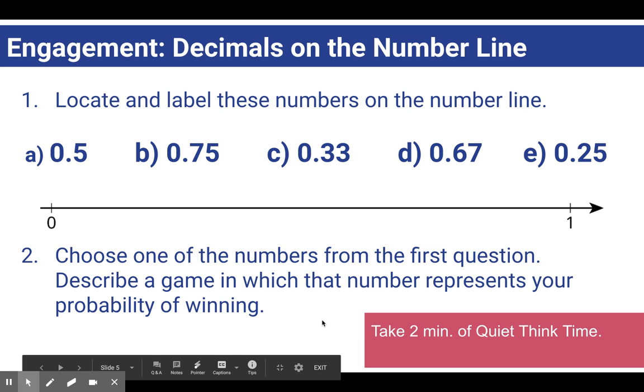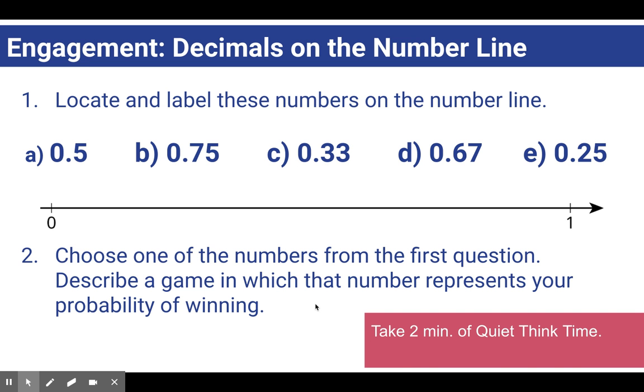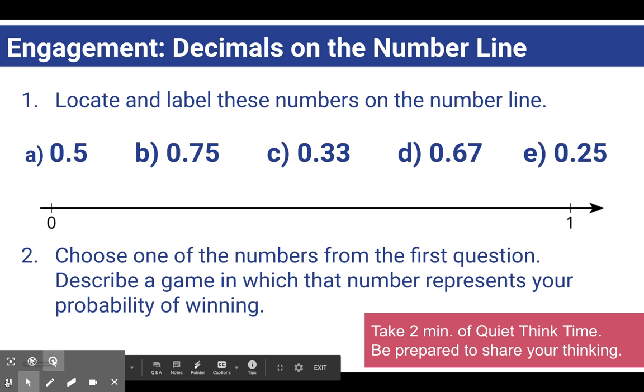So we're going to take 2 minutes of quiet think time to do this into your notes. So you're just going to place these numbers where you think they go from least to greatest on a number line between 0 and 1. And then we're also going to be prepared to share your thinking. So we're going to take 2 minutes for you to answer this question, to put these points in order between 0 and 1 on a number line. And then we're going to share our thinking.